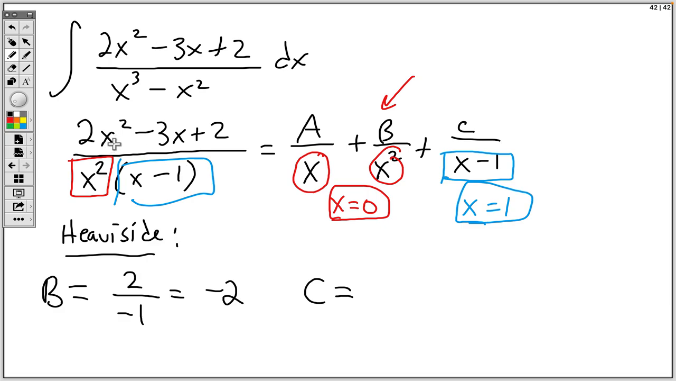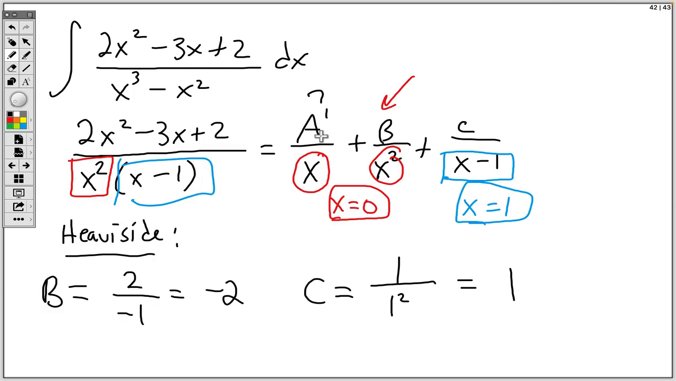So I plug in x equals 1 in the numerator. I've got a 2 minus 3 plus a 2. So that's going to be a 1 in the numerator. And then a 1 squared, which is a 1 in the denominator. So c is 1. And now, to figure out what a is, I'm going to just clear denominators as before.